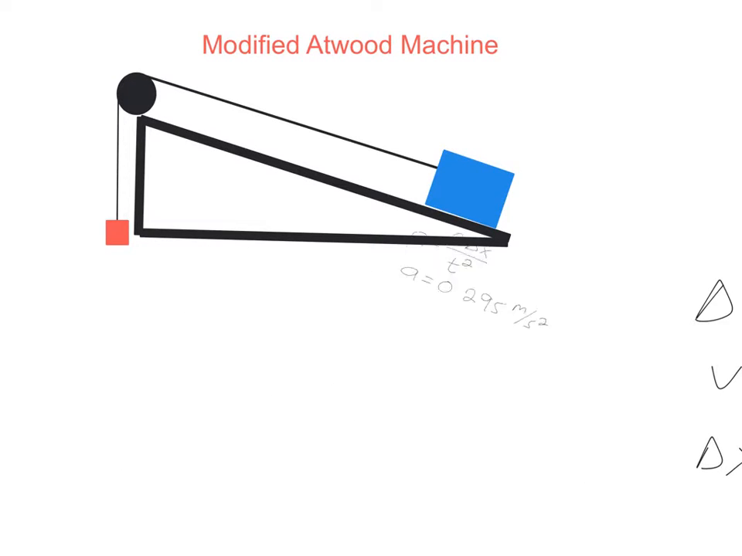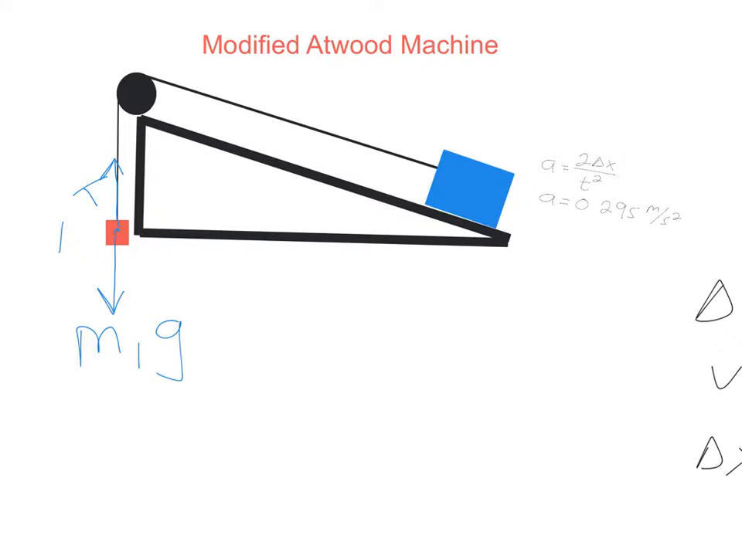The next step is to identify all of the forces on the objects. So the easiest is the object that is moving downward, the red block. It is experiencing a force of gravity, and we'll call that M1G, this being object 1. And it is experiencing a force of tension pulling it up.